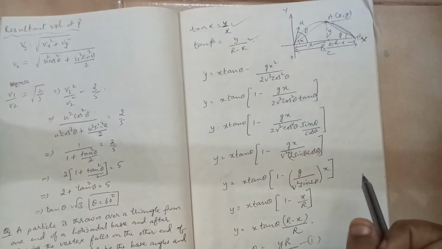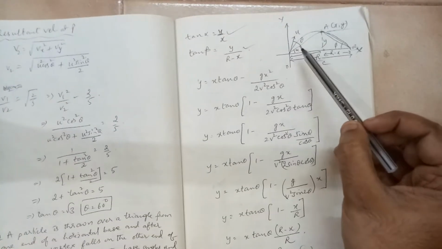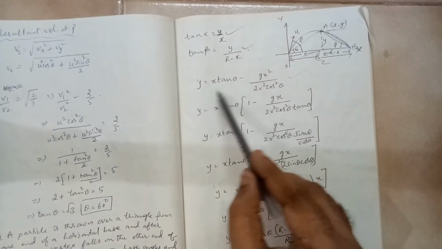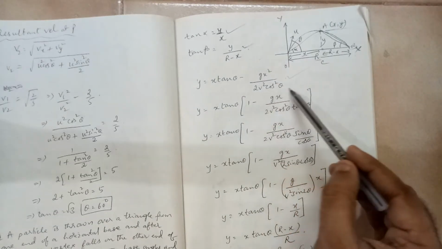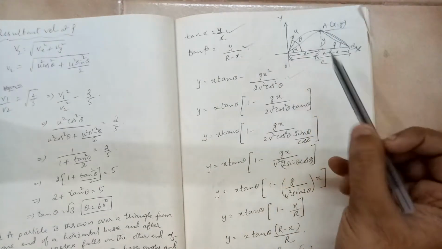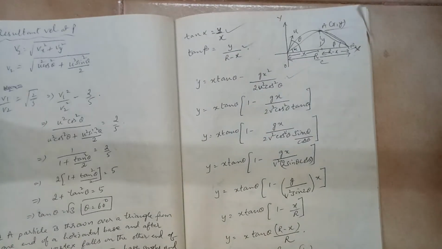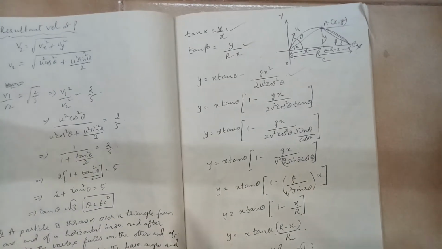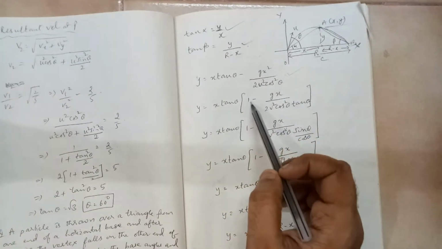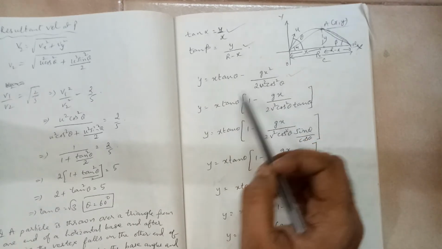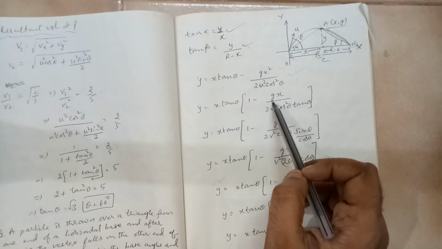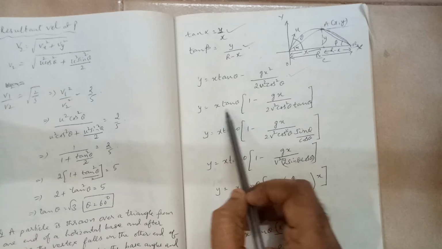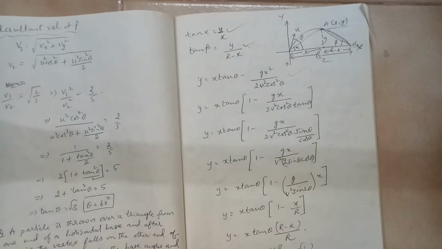To calculate tan theta, now this is the trajectory. For the trajectory we have derived an expression: y is equal to x tan theta minus g x square by 2 v square cos square theta, where v is the initial speed with which it has been projected. Here it is u, so I am using u. Take x tan theta common. It will become 1 minus g x divided by 2 u square cos square theta times tan theta, because you are taking tan theta common, so you need to divide in the denominator also.